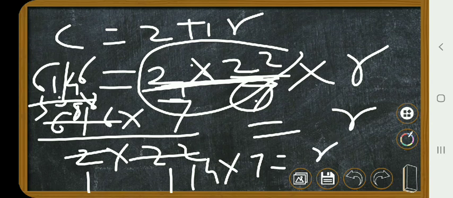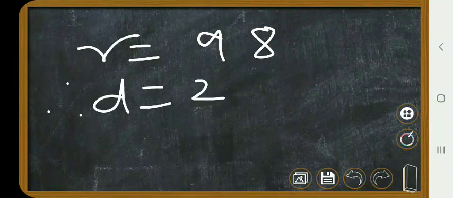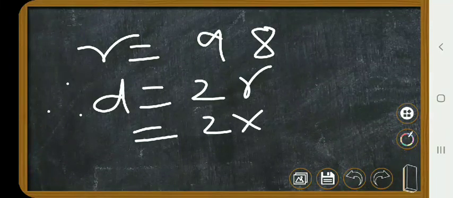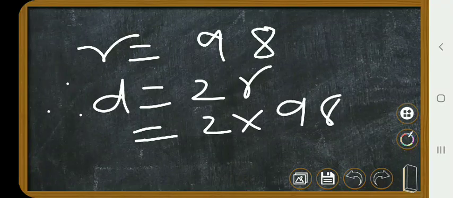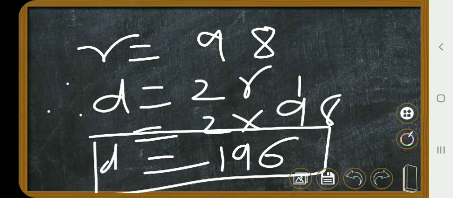Then find the radius. So radius will be 98. 14 sevens are 98, so r will be 98, and we have to find the diameter. Diameter is equal to 2r, that is double of radius 98. So 2 eights are 16, carry 1, 2 nines are 18, and 1, 19. So diameter will be 196. Okay, did you understand?